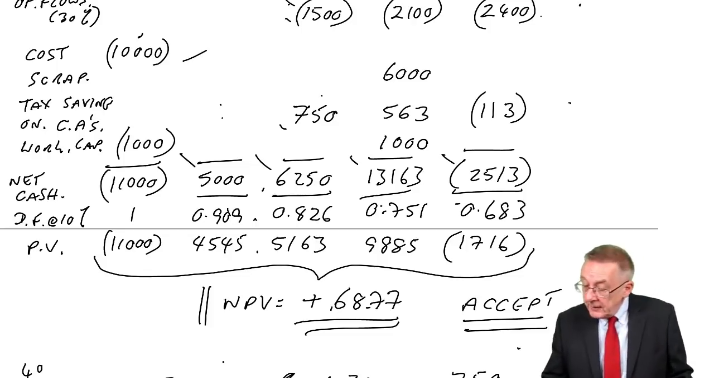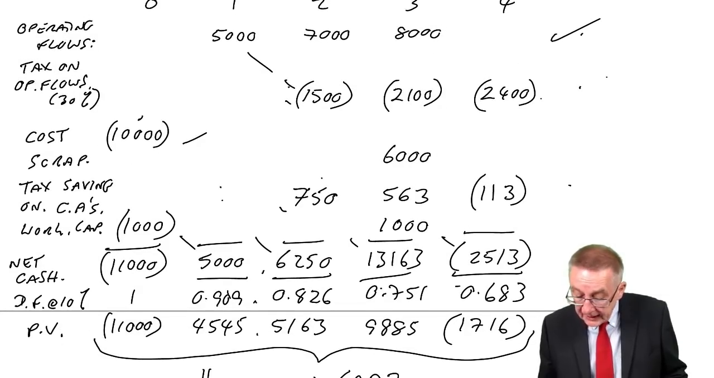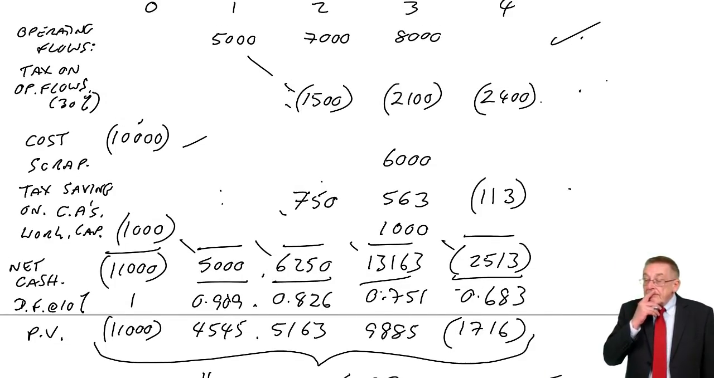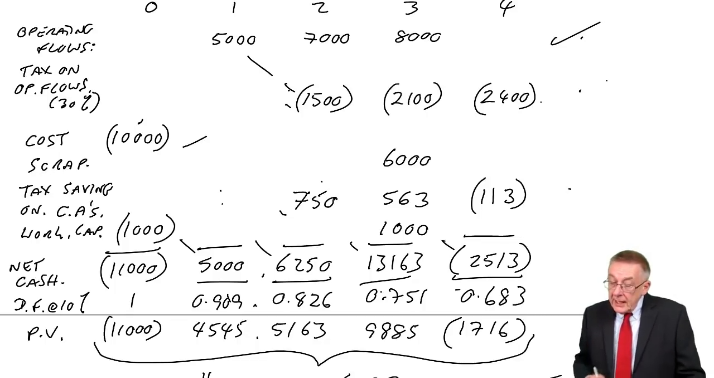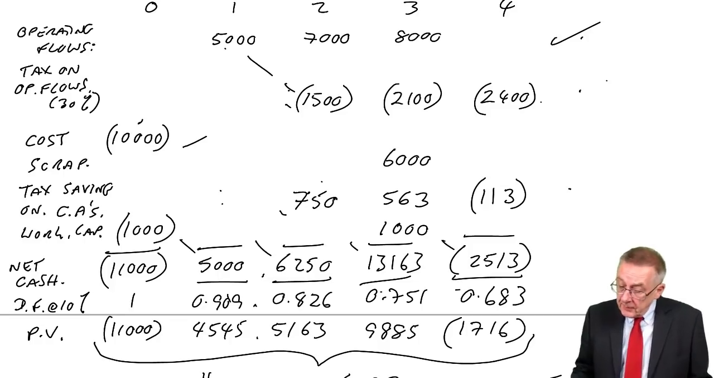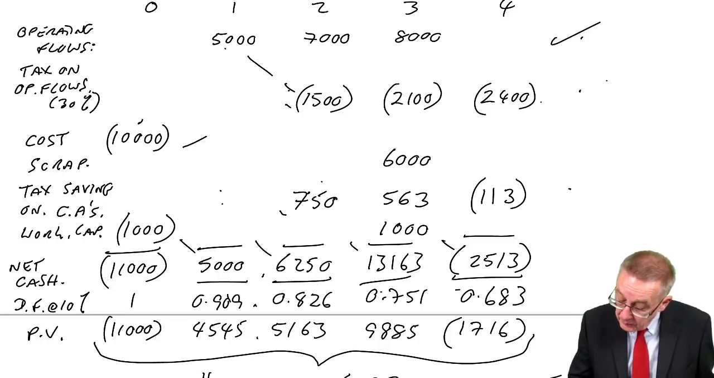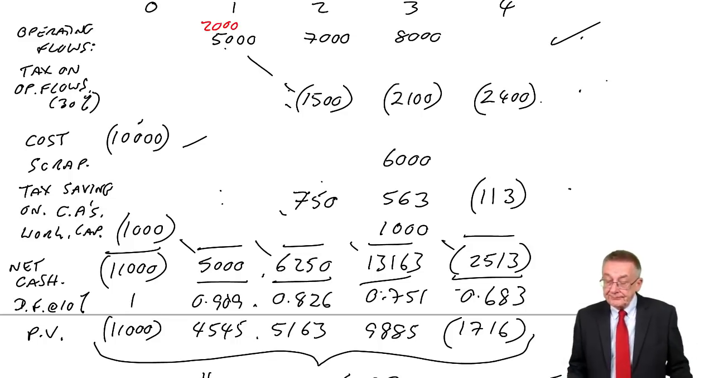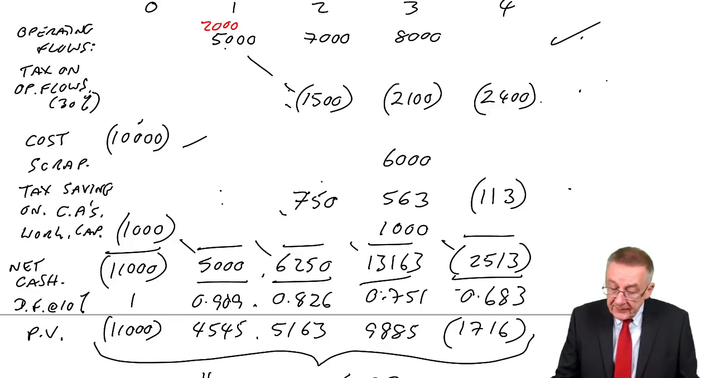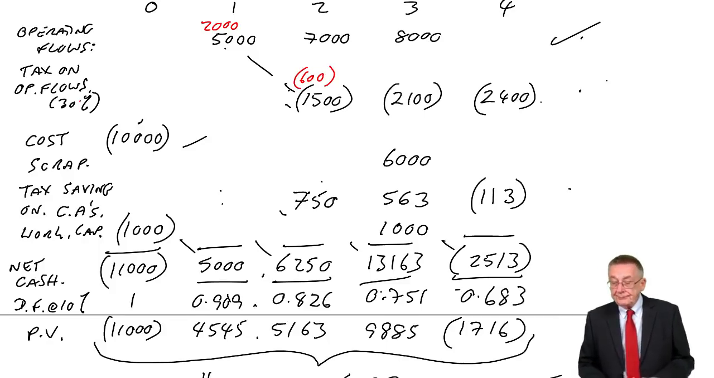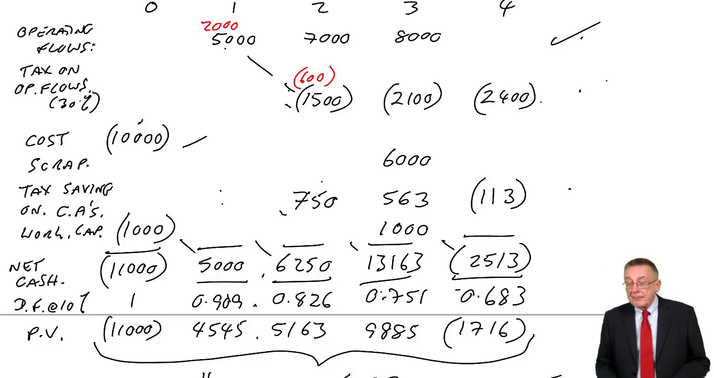One final thing, in case anybody's wondering, to do with tax, is what can happen is that the operating flow in the first year, suppose it was lower, suppose in the first year it was only, what should I say, 2,000 instead of 5,000. Everything else was the same. It would mean the tax on the operating flows in the first year was 600, 30% of 2,000. Everything else would stay the same.